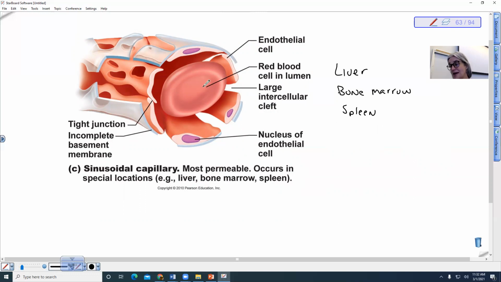The most common and least leaky, least permeable, would be the continuous capillaries. And that makes sense because their cells have junctions between them that are continuous. There are no spaces between the cells, hence that idea of continuous lining of the capillary.